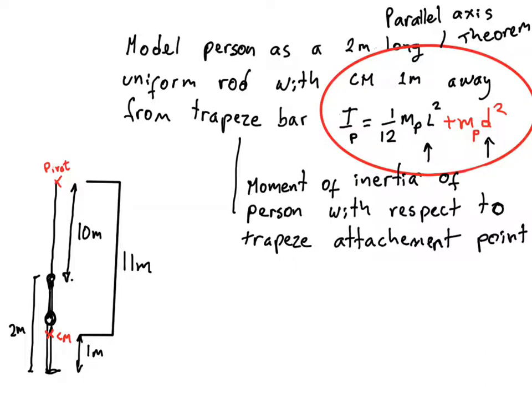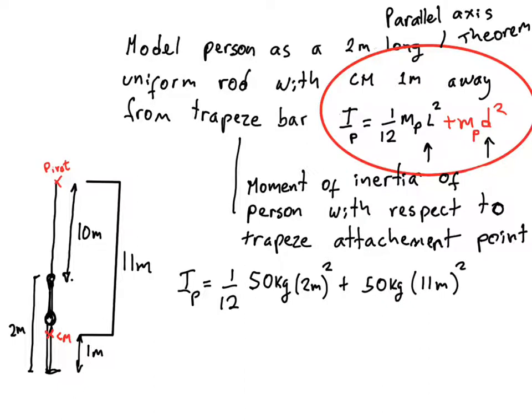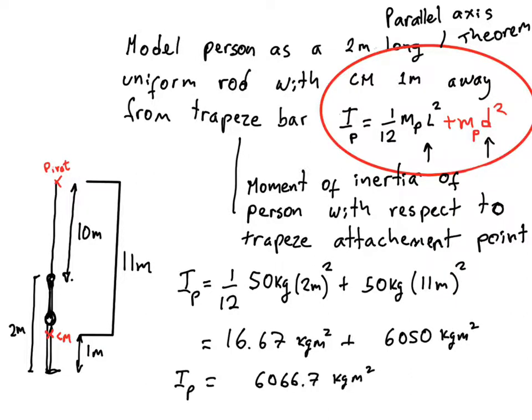With this equation, we're going to be able to find the moment of inertia of the person with respect to the trapeze attachment point. So plugging in the numbers, we have 1/12, mass of the person is 50 kilograms, the length of the person is 2 meters, that goes squared. And we're going to add the mass of the person, 50, times the distance between the center of mass and the pivot, which is 11 meters squared. Plugging in the numbers, we get that the moment of inertia of the person with respect to the pivot is 6,066.7 kilograms meter squared.